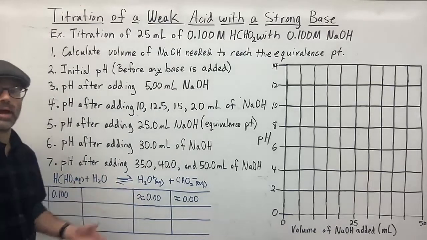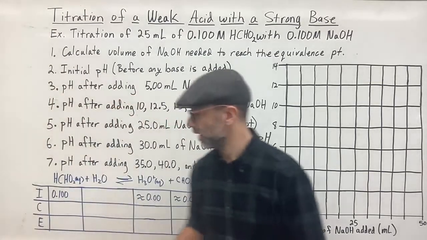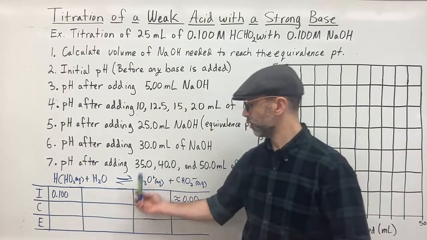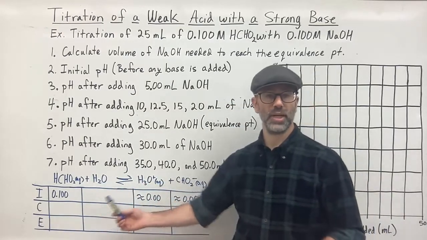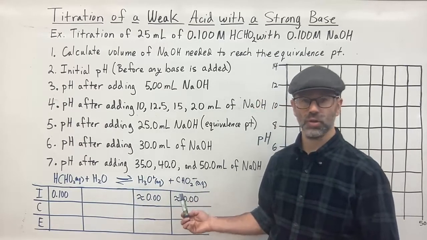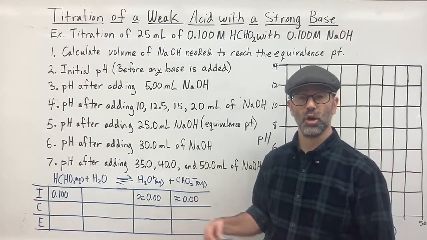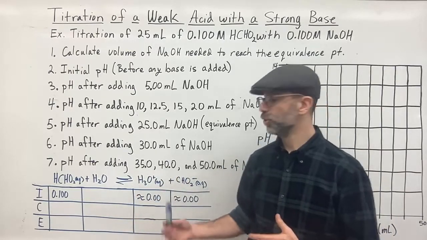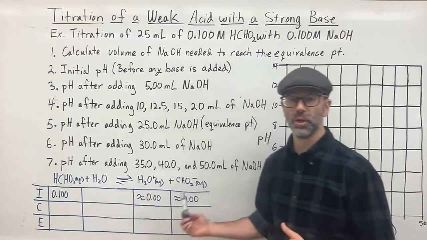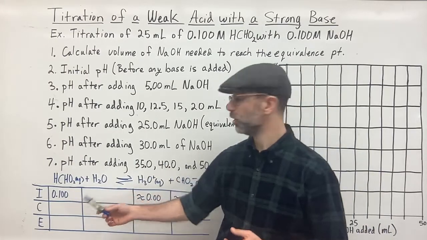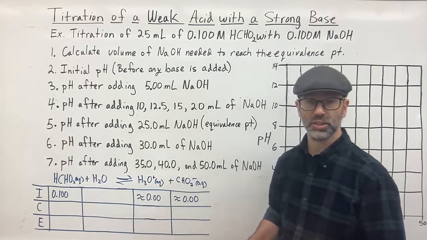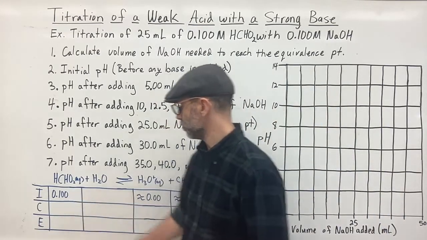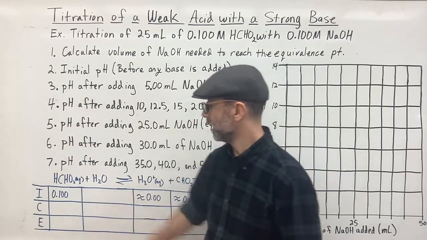And the one thing I want to point out again, just to remind ourselves, is that when we're doing the ice table for an equilibrium problem, we're using concentrations, not moles. That's really important to remember. So when we're doing stoichiometry problems, we're using moles in our table. If we're doing an equilibrium problem and using an ice table, then we're using concentrations. So 0 concentration for these two and 0.100 concentration for the weak acid.